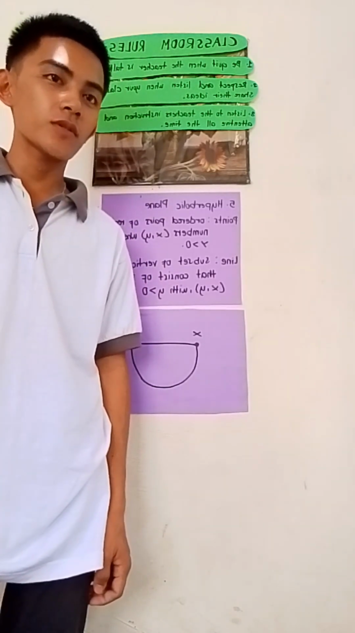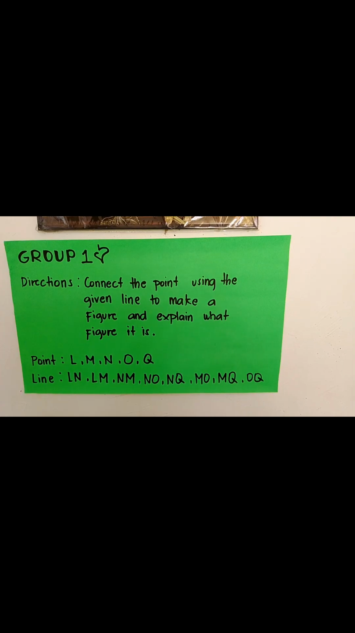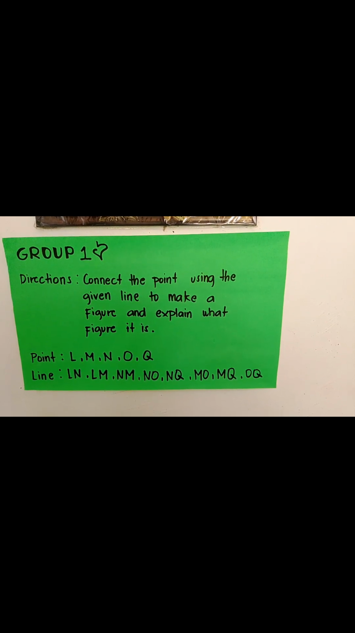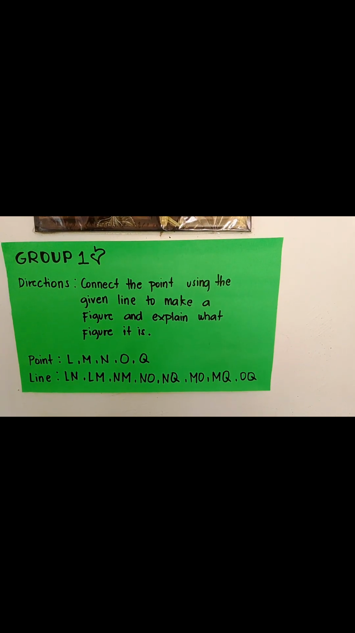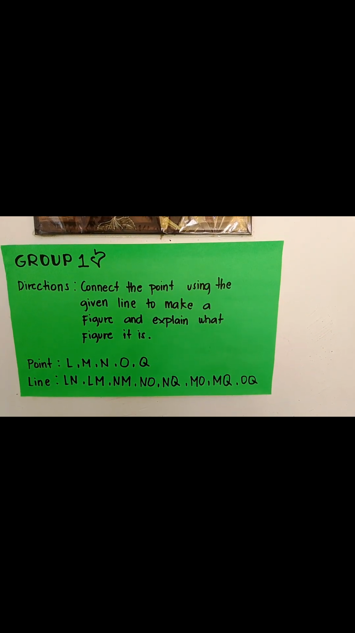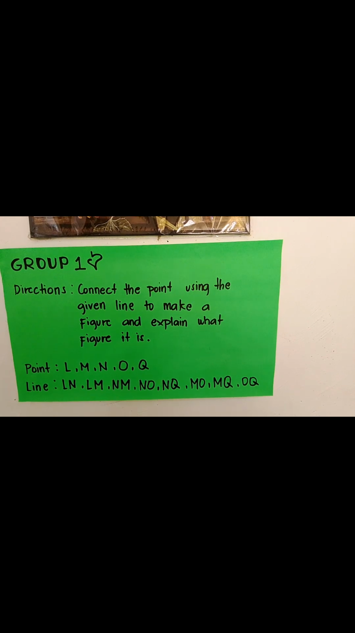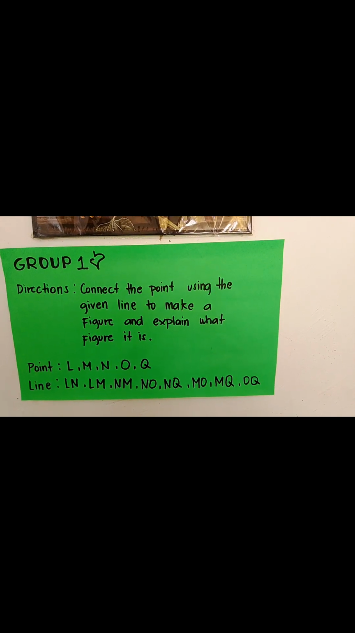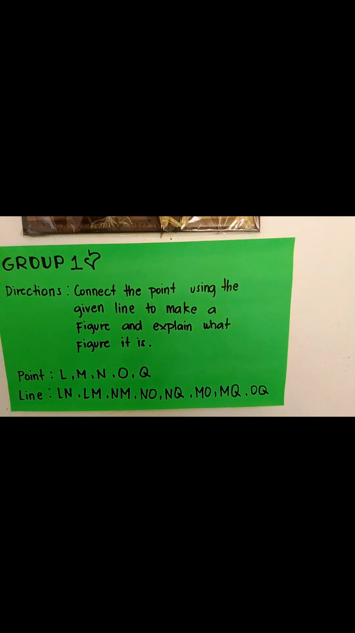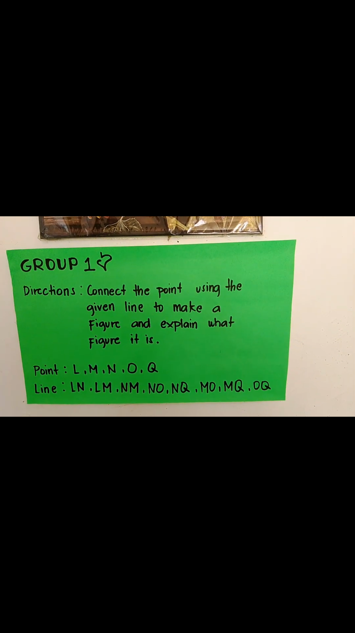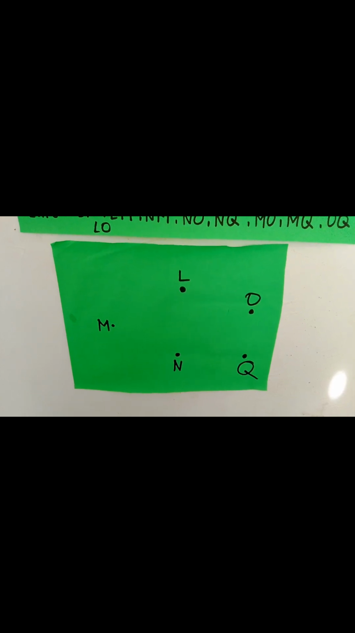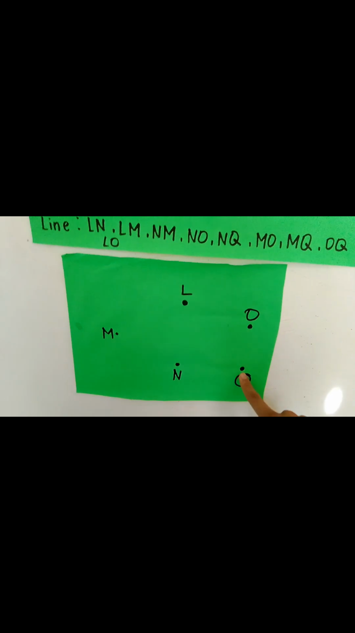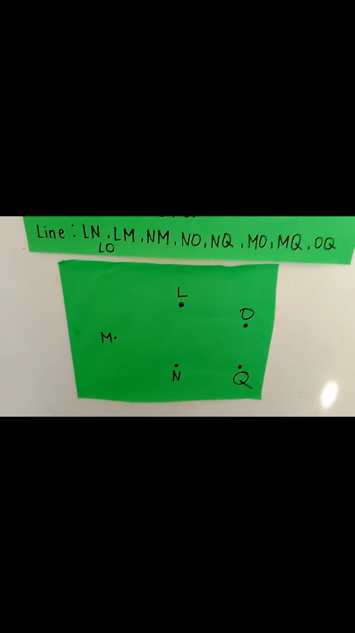Let's proceed to the group activity. For group 1, directions: connect the points using the given lines to make a figure and explain what figure it is. L, M, N, O, Q; L, N; L, M, N; M, N, O; N, Q; M, O; M, Q; Q, O, Q. So these are the points L, M, N, O, Q. So try this.